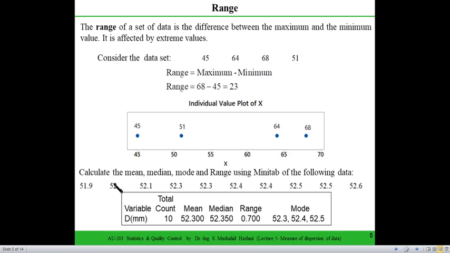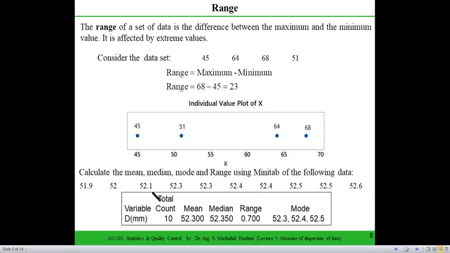You have to arrange the data in order first for calculating the median, and then find its middle value. And the mode is the number that repeats most: 52.3 is repeating twice, 52.4 is repeating twice, and 52.5 is repeating twice. So that would be your mode. And its range is its maximum value minus the minimum value.